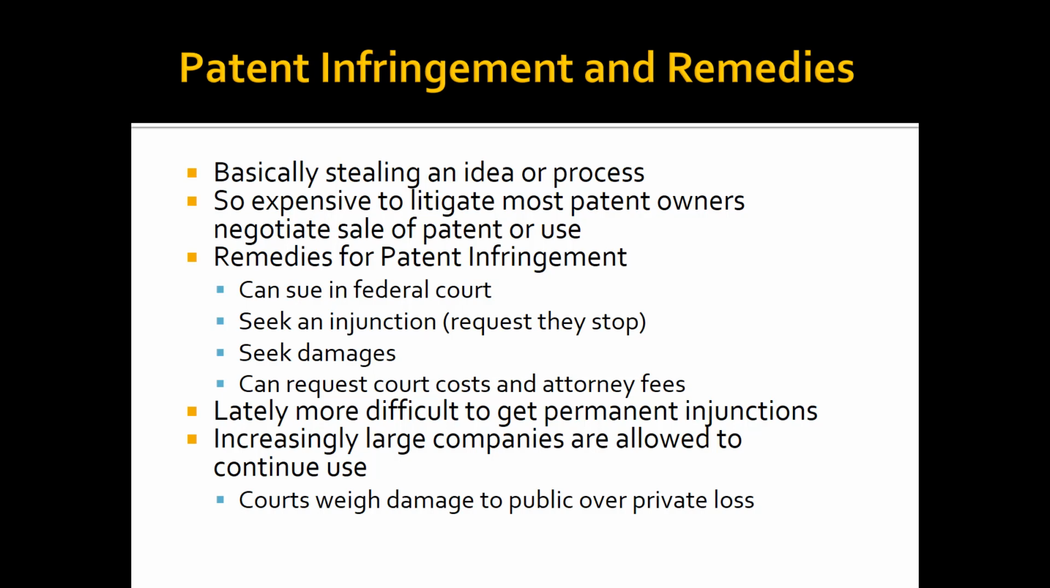So you sue in federal court. Now, one thing you can do is try to seek an injunction, telling these people to stop using intermittent wipers. Lately, it's difficult to get these permanent injunctions because we want the benefits of the new technology to play out and let you guys fight about who owns it. Obviously, you're going to seek damages, and you can request court costs. Increasingly, we let large corporations that are basically infringing on patents continue to do so and wind up paying damages, just because it's more of a public good.